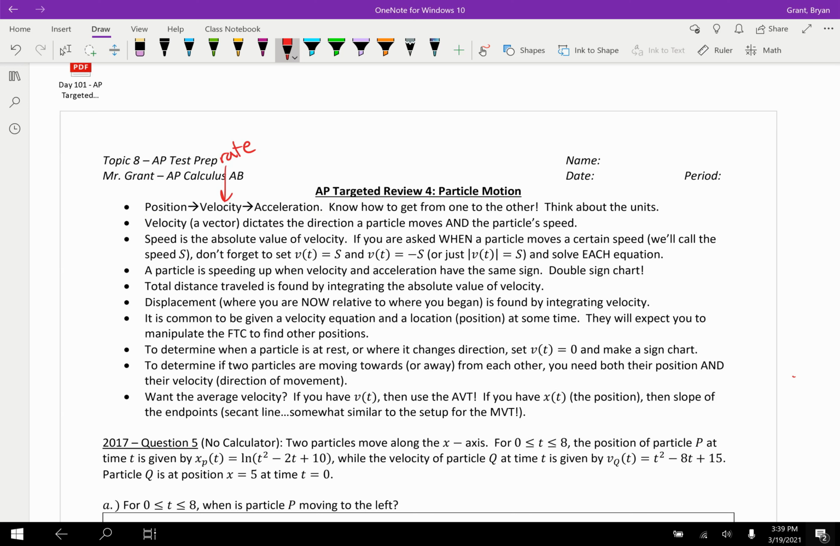This could be your tabular question. You're given particle motion in a table. This could be like a rate in, rate out question, accumulation. But it's also fairly common to see one of these as a standalone question, as just particle motion. So we're going to cover the main components of it today.